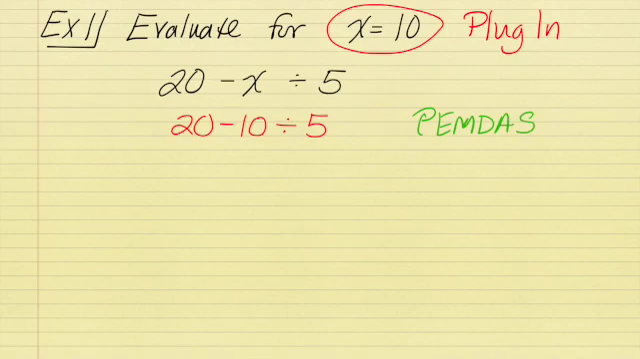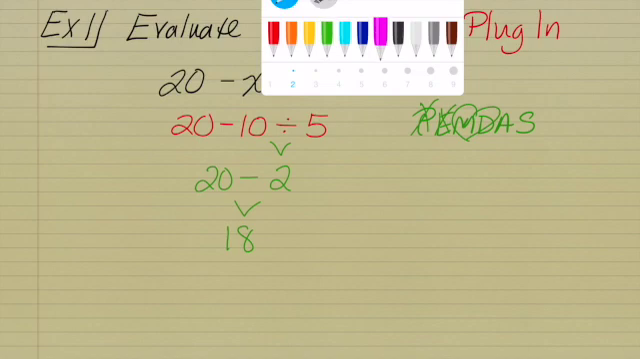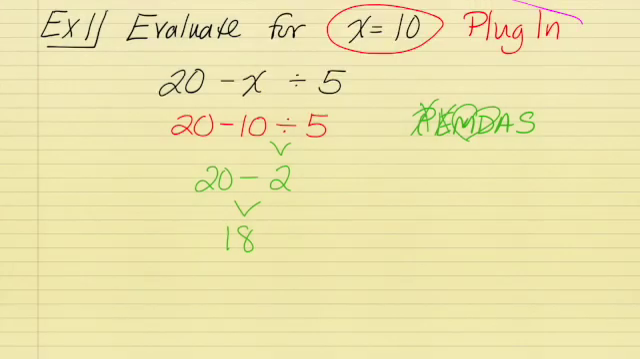So are there any parentheses in this expression? No. Are there any exponents? No. Is there any multiplying or dividing? Well, yeah. 10 divided by 5, which is 2. So drop down what we haven't used, the minus and the 20. And now all we have left is 20 minus 2, which is 18. And that's our answer. All we did here was they told us a number to plug in where the letter is, we did that, and then we did drop down work.